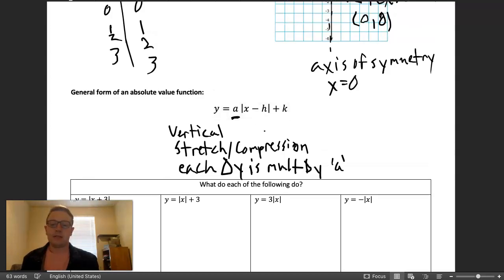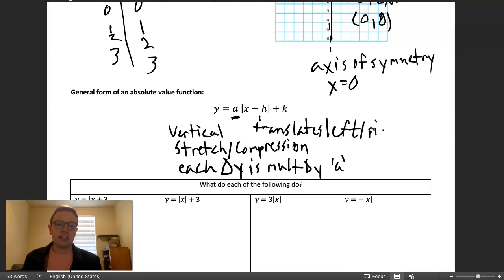h here is the same value as we had before, so this translates our function left and right. So h translates left or right, except for this time we have the minus out here. So a minus 2, right, the minus is just here, so the 2 is going to be positive. And think of this more or less in the same way. k translated, or it moved our graph up and down.